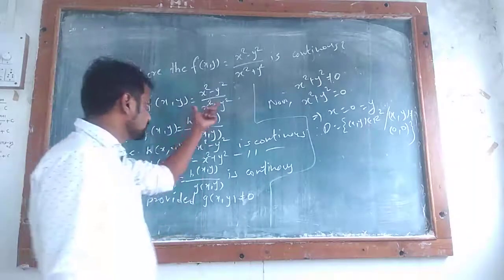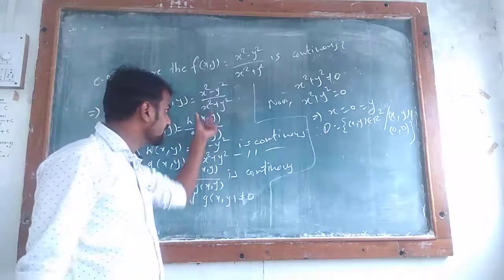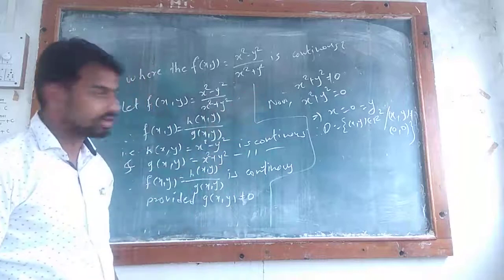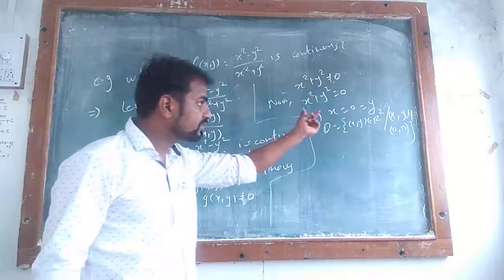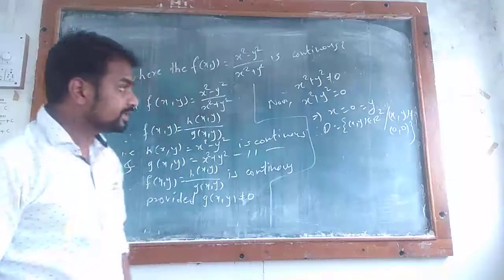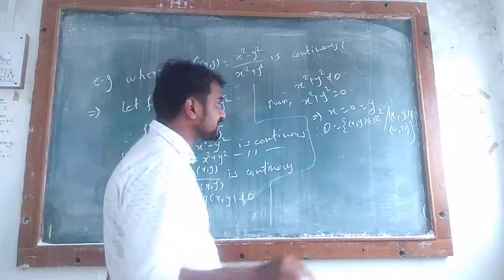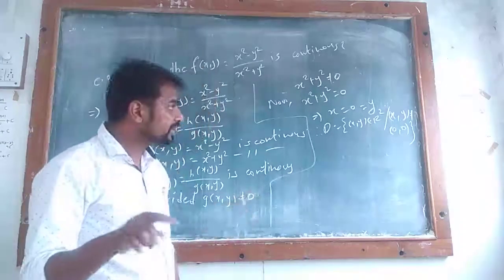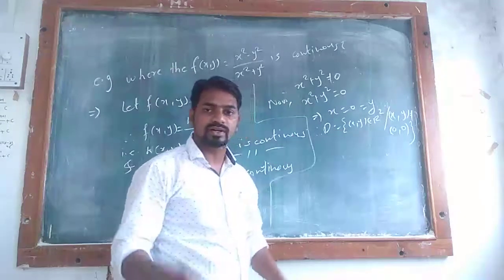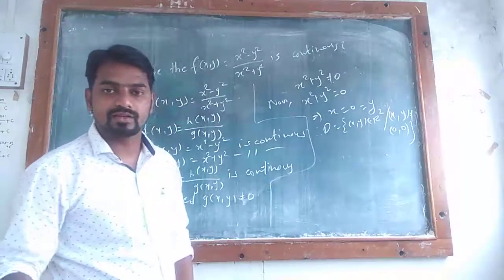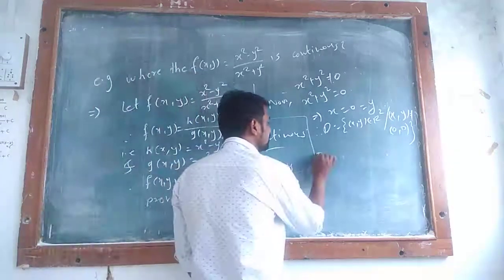Okay, now we get the denominator is not equal to 0, that is x square plus y square is not equal to 0. Now if x square plus y square is equal to 0, then x is equal to 0 and y is equal to 0. Therefore we have a condition D is equal to (x, y) belongs to R square such that x square plus y square is not equal to 0, that is D is equal to the set containing (x, y) belongs to R square such that (x, y) is not equal to (0, 0).